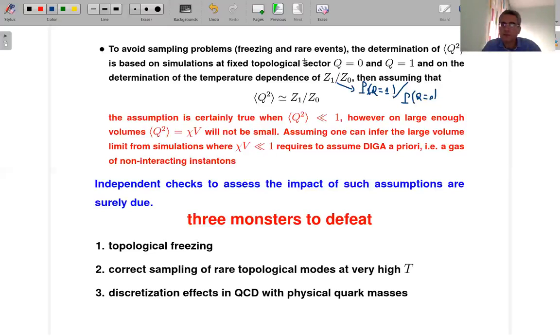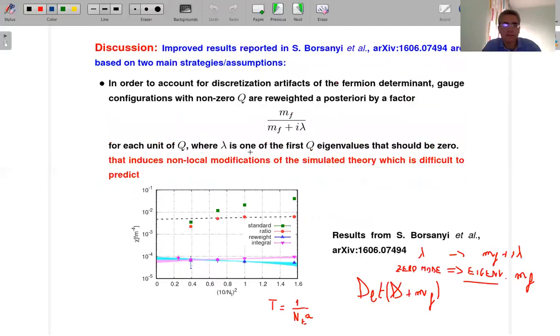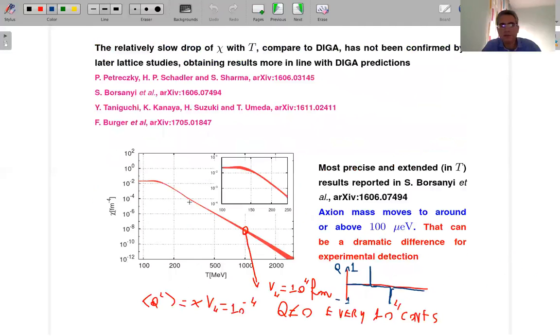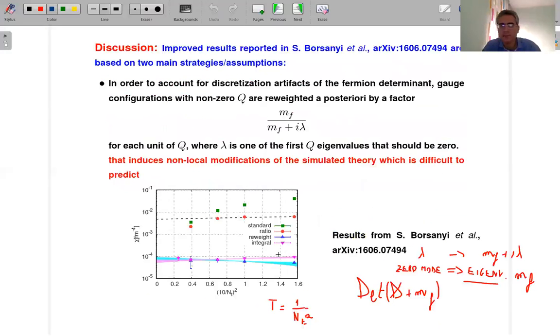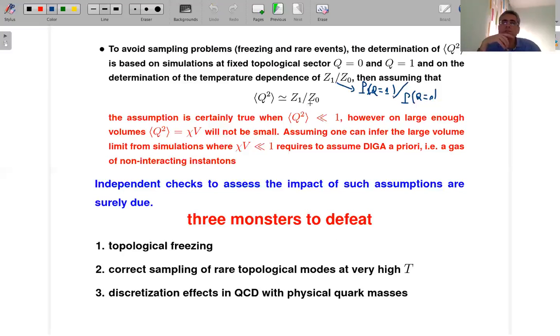And this is what they do, and this is how they can obtain a determination of chi up to very high values of temperature, where the topological susceptibility is strongly suppressed. Okay, but one problem also in this case is that in some sense you are assuming a priori that the information contained in topological sector 0 and 1 is the only information that you need. I mean that the other topological sectors are not relevant.